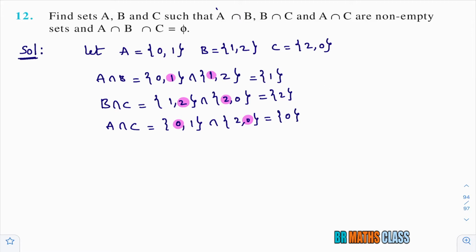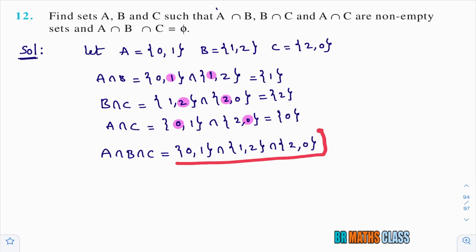Now, calculate A intersection B intersection C. Set A is {0, 1}, intersection, set B is {1, 2}, intersection, set C is {2, 0}. You identify the elements which are common in all three sets.